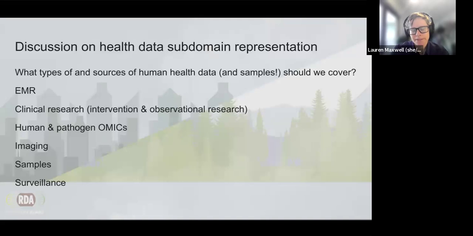That might vary based on whether we're talking about intervention data like randomized control trials or observational research. How is omics, whether it's human or pathogen omics data, reflected in commons? What about high dimensional imaging data, sample metadata or digitized samples from virtual biobanks, and then surveillance data. And there are several other types of data that we can consider, like claims data and other data. So what types of data are reflected in these commons? CJ, you could go to the next slide.